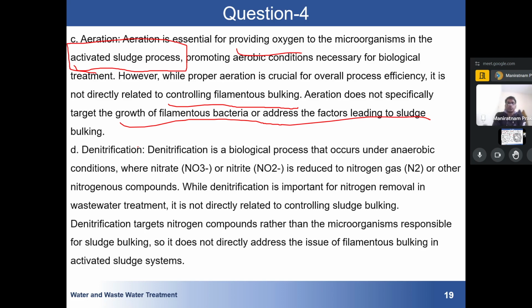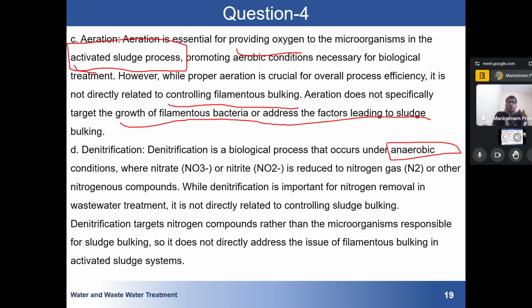Okay, the fourth option is denitrification. First of all, what you should know is what this denitrification is. Denitrification is a biological process that occurs under anaerobic condition. Remember this anaerobic condition. What is this anaerobic condition?